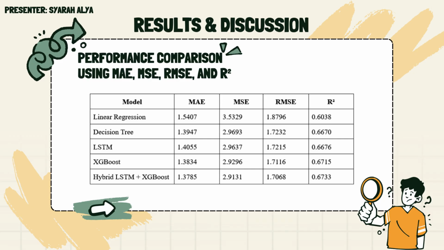From the table, linear regression shows the poorest performance with the highest MAE and the lowest R squared. This is expected because linear regression assumes a purely linear relationship between input features and power consumption. However, smart grid data is inherently nonlinear and time-dependent, which violates this assumption. Decision tree regression improves performance by capturing nonlinear relationships.